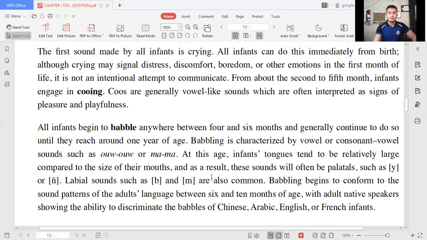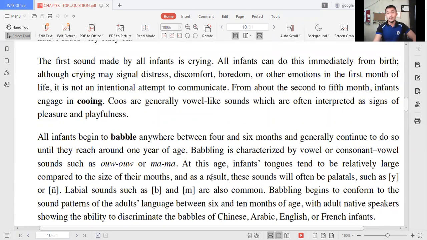Also part of the milestones in the language development of infants, all infants begin to babble anywhere between 4 and 6 months, and generally continue to do so until they reach around 1 year of age. Babbling is characterized by vowel or consonant-vowel sounds such as "ah" or "ma." Those are not yet words.